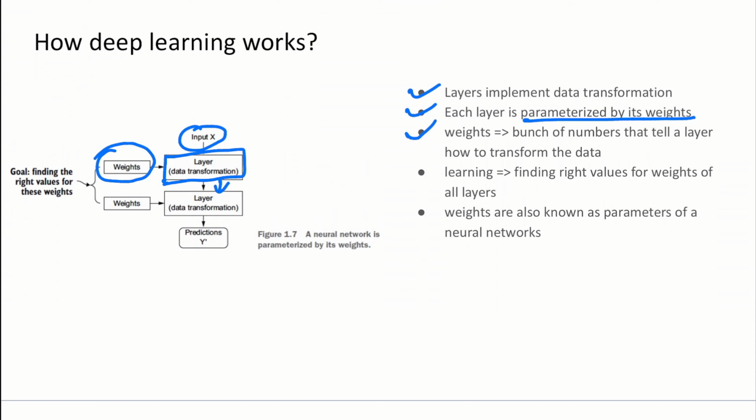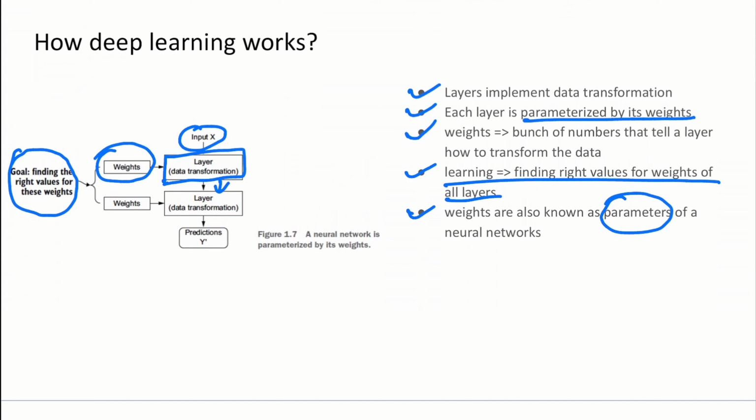Learning in deep learning is finding the right values of weights for all these layers. Weights are also known as parameters of a neural network. You will come across this term a lot, the parameters of a neural network. In the end, the goal is to find the right values of these weights. You have input data, you apply some weights to it, and that's what the layer is doing. And you pass it to the next layer.